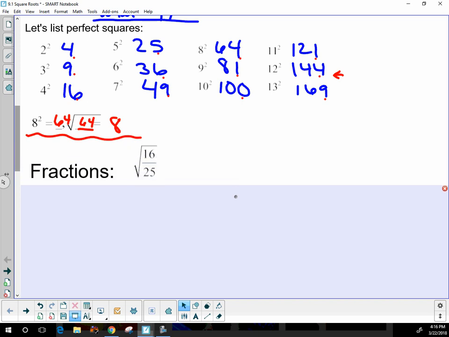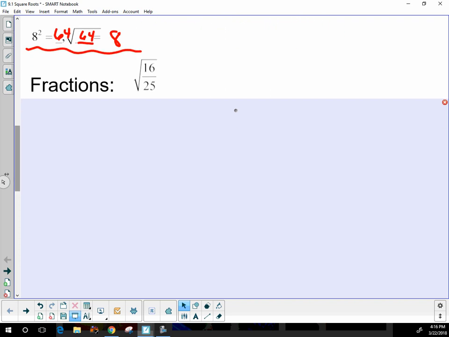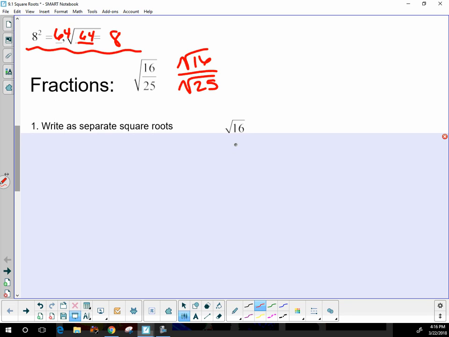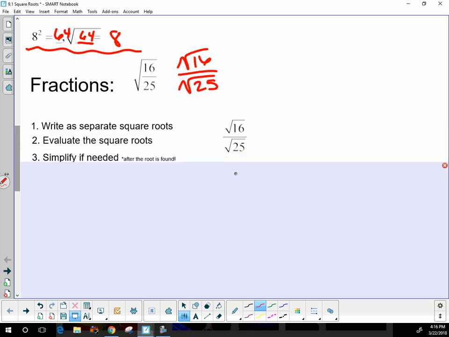What about fractions? How does that work? Well, a fraction is a number over a number, and they're both inside the radical. So what if I did that? Does that make it easier? I certainly hope so. What you're going to do is write it as a separate square root. I already did that over here. Then you evaluate the square roots, meaning what number squared equals this?